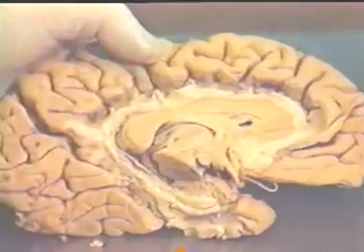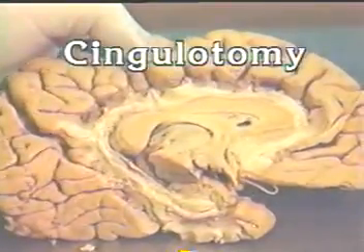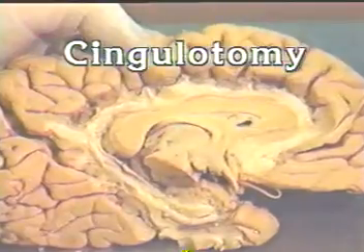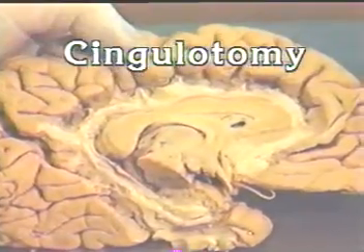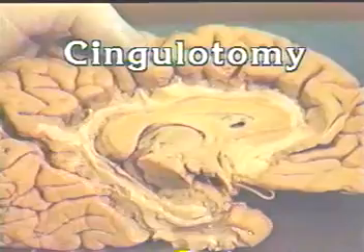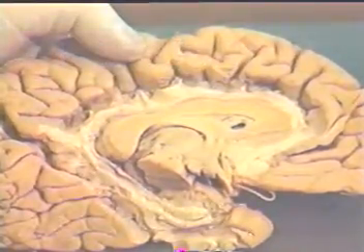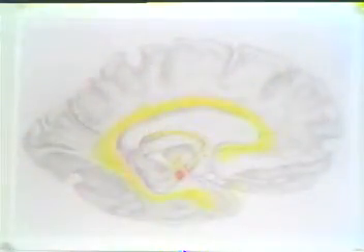This type of stereotaxic surgery, called cingulotomy, is a last-ditch effort, as it were. It's used only on patients who are incapacitated by severe emotional disorders and who have not responded to any other form of treatment. We will now remove the cingulum in order to see the radiation of the corpus callosum.